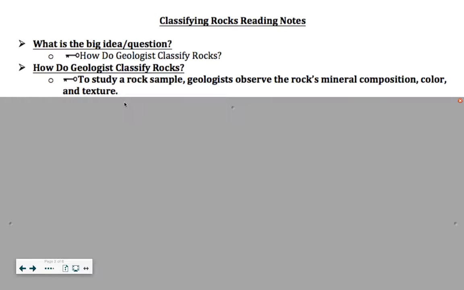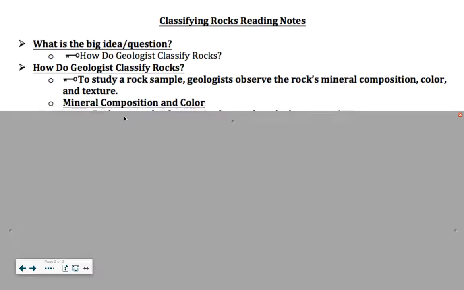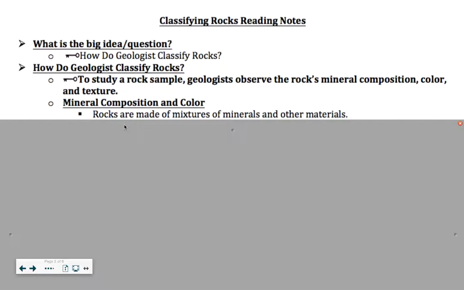To classify rocks, geologists study a rock sample, they observe the rock's mineral composition, color, and texture. So they look at the rock sample, they look at what minerals make up that rock, they look at the color, and they look at the texture of the rock, and that is how they classify the rocks. So let's break this down even further.